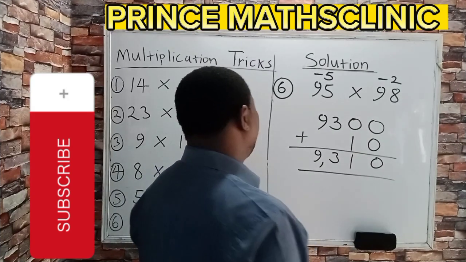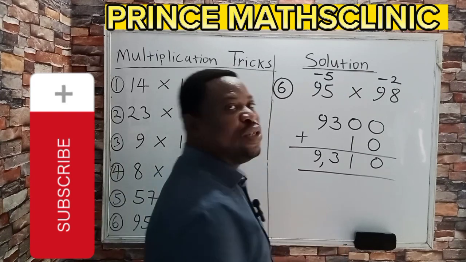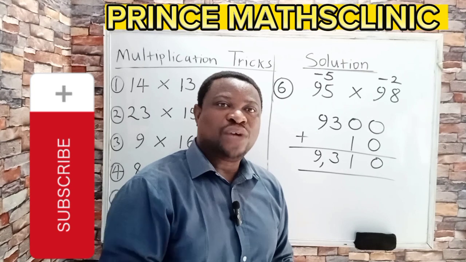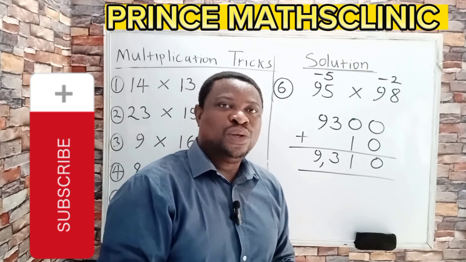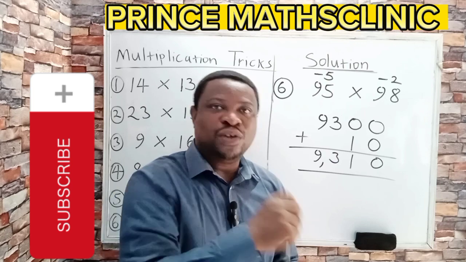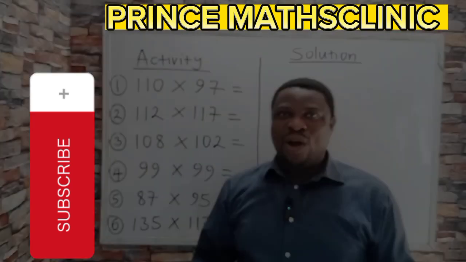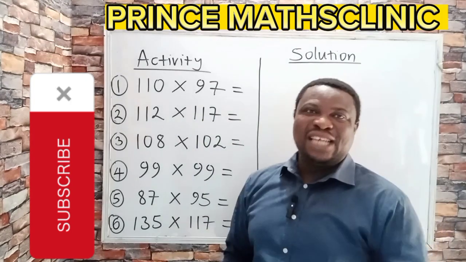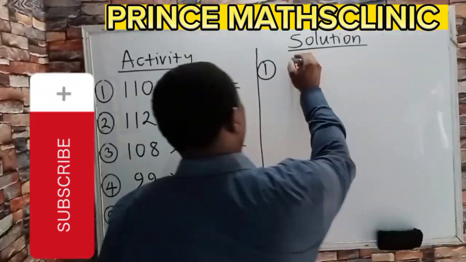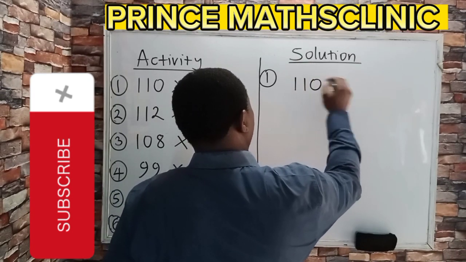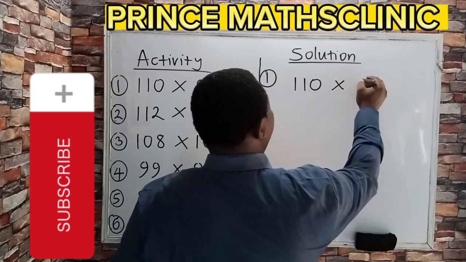So I'm going to give you 6 questions to attempt, and you can pause this video to screenshot the questions, solve, and in a moment I'll be back for the solution. Welcome back. Here are the activities. Let's look at the first question. 110 times 97.